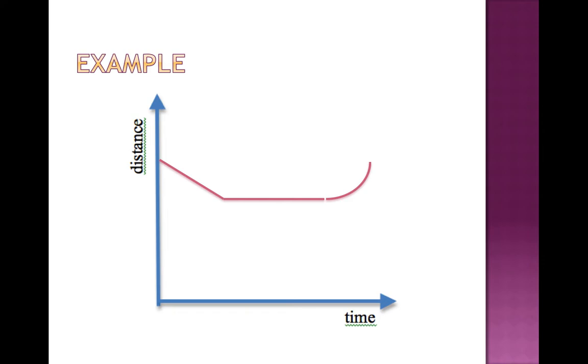Okay, so the three questions you have to ask yourself are, question 1. Which direction am I traveling? So in this case, we have a negative slope, which means we're going towards. And then the next question is the speed constant or is it changing? In this case, for the first part, it is constant because it's a line. So the answer to the first part is that it's going towards at a constant speed.